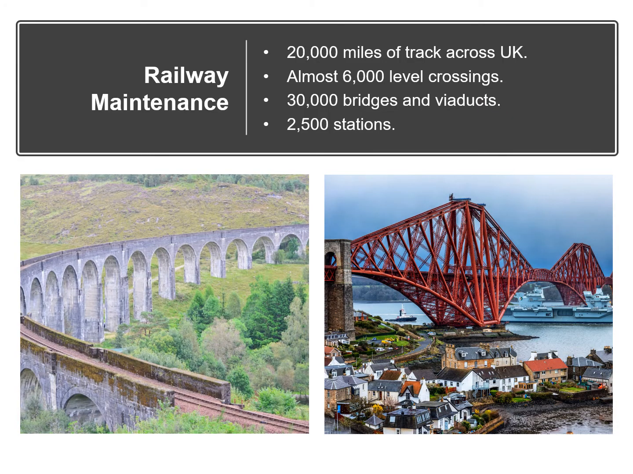So Network Rail has over 20,000 miles of track across the UK. They have almost 6,000 level crossings and 30,000 bridges and viaducts, and over 2,500 stations. And when you consider great Scottish structures like the Forth Bridge and the Glenfinnan Viaduct, you can get a feel for the challenge that we have in maintaining this old infrastructure. There's nothing wrong with this old infrastructure, it's perfectly serviceable, but it needs a lot of tender loving care. It also needs close inspections to ensure that it's safe to use on the network.